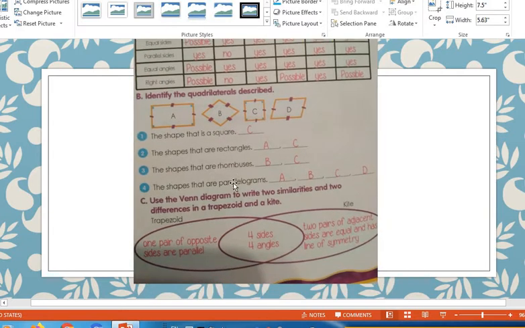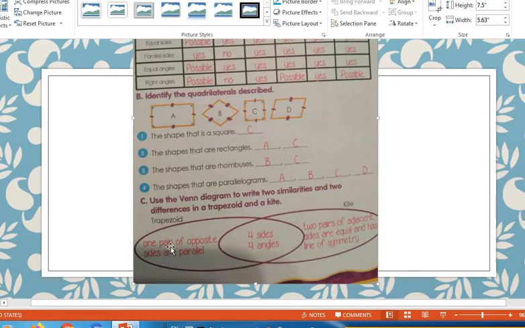Use the Venn diagram to show 2 similarities and 2 differences in a trapezoid and a kite. Here I have a trapezoid and a kite. The trapezoid, as I told you before, has one pair of opposite sides parallel, just one pair. This is the key word we have to focus on: only one pair.